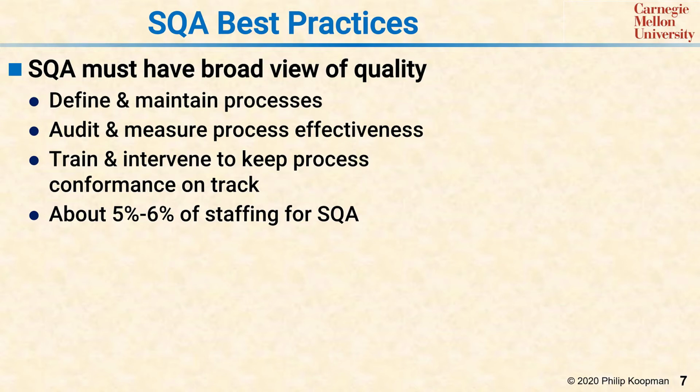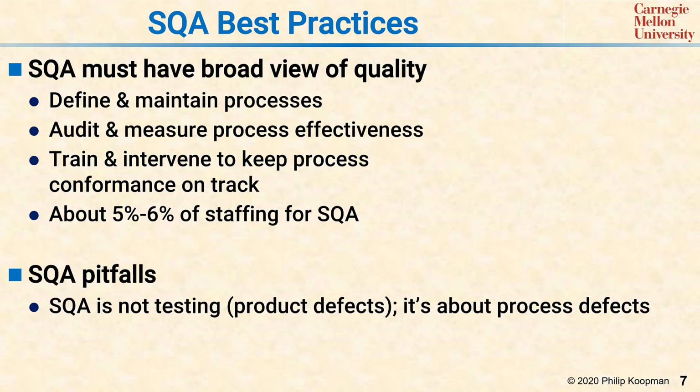Here are some common SQA pitfalls. SQA is not testing. People say software quality. Oh, that means testing. Well, testing matters, but SQA is something else. SQA is not about whether the software quality is directly measured to be good, but rather about whether your software process quality is good. Because good software process quality, in other words, good process, is highly predictive of good quality software. SQA is not about finding bugs in the code.